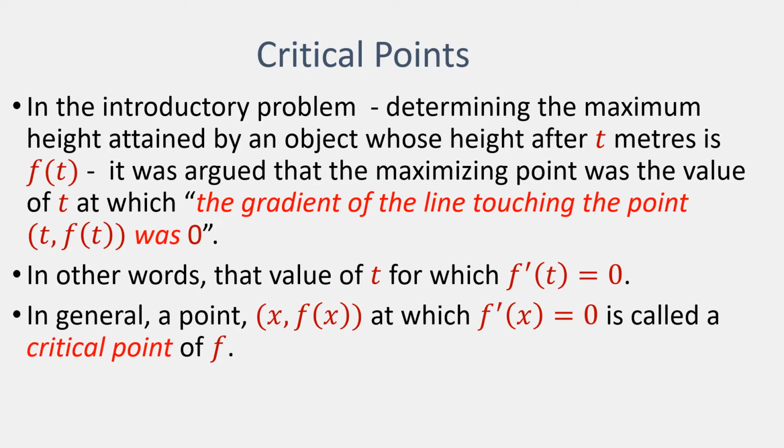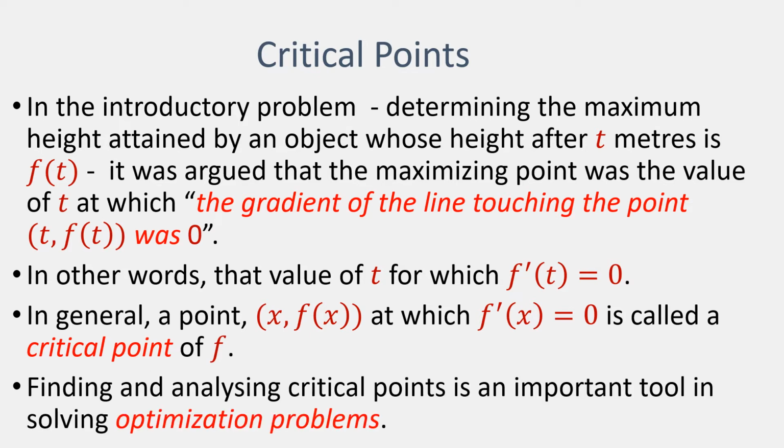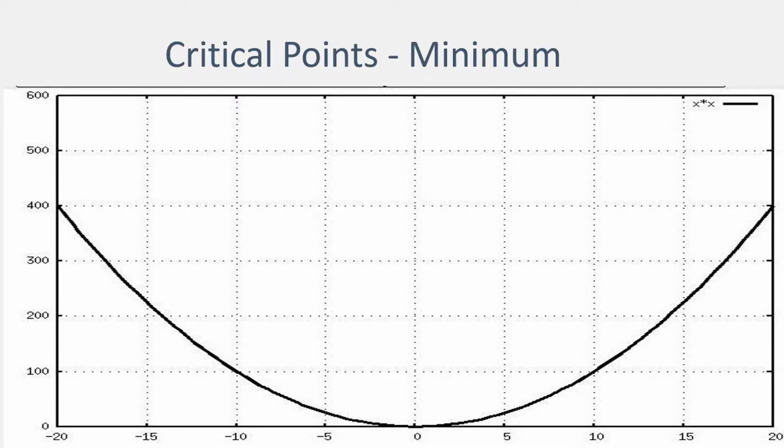So in general, a point, the input x, the value of the function at x, at which the first derivative of that function takes a value 0, that is what we call a critical point of the function f. And analyzing critical points is an important mechanism in what I've referred to as optimization problems. So, here are some examples.